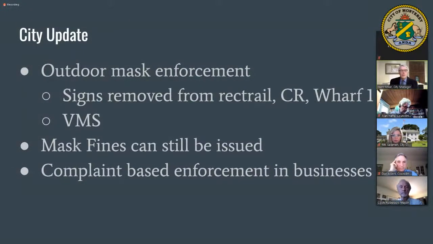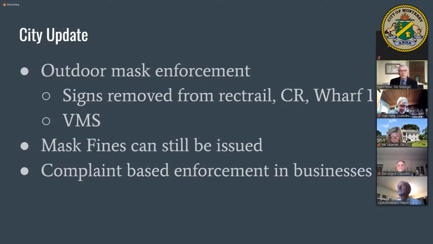What are we doing? Are we doing outdoor mask enforcement? No, not really. We removed the signs from the recreation trail. We removed signs from Cannery Row and Wharf 1 where we had mandated face masks. We also changed the variable messaging signs to basically point now to parking spaces that are available. So our outdoor mask enforcement really has been reduced significantly just because the CDC guidelines and the state guidelines allow for people who are vaccinated to walk outside without a mask.